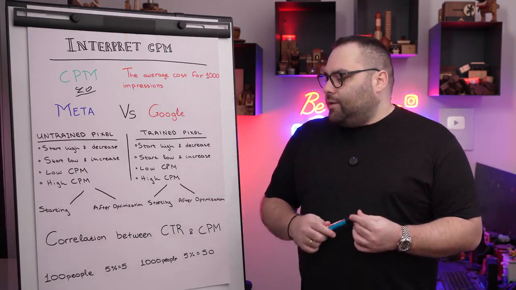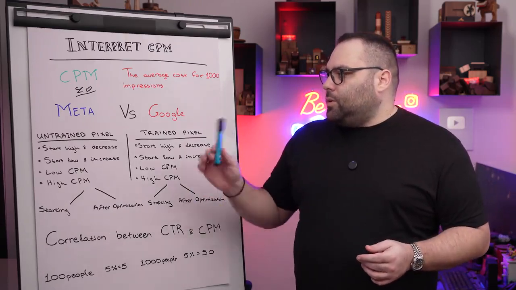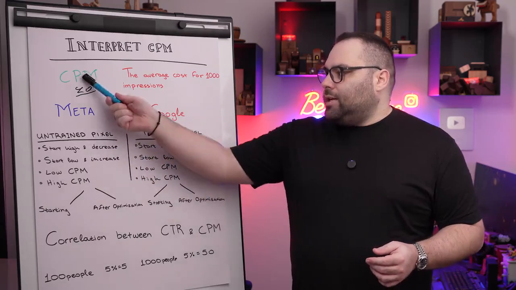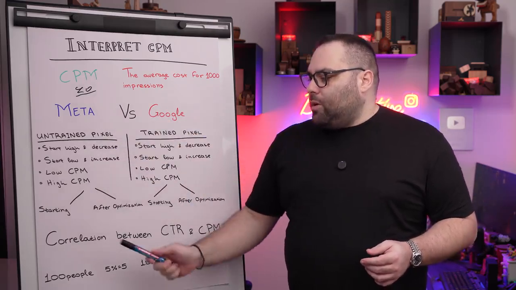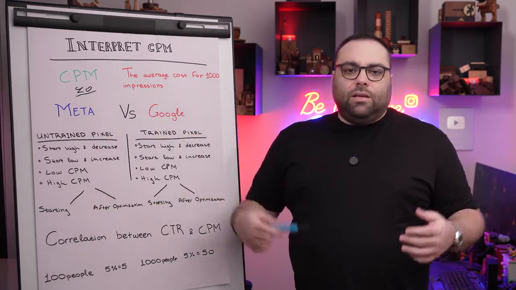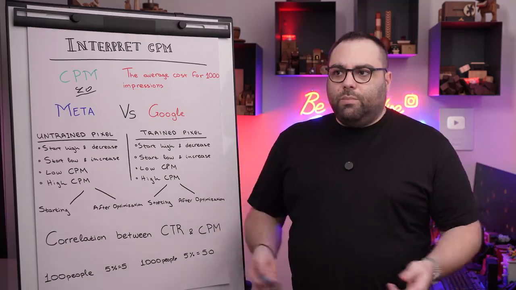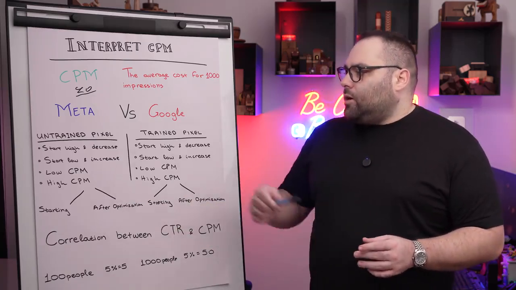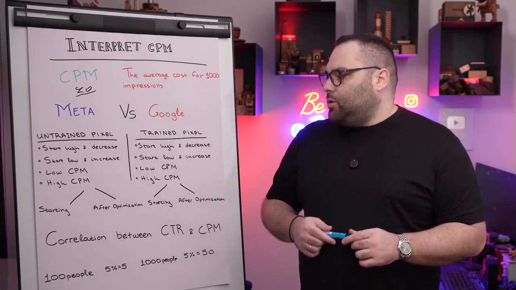Let's explain a little bit the CPM and how we need to interpret it in different cases. First of all, I need you to understand that we should talk about an untrained pixel and a trained pixel in order to discuss the CPM, and we should talk about the start of a campaign and a campaign that has some data and has started optimization, or is optimized, or we optimized it, or whatever. So there are going to be some different cases that I'm going to explain.